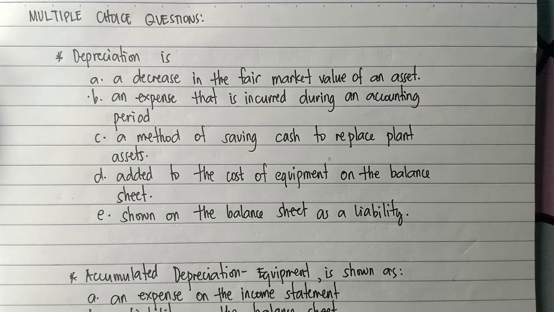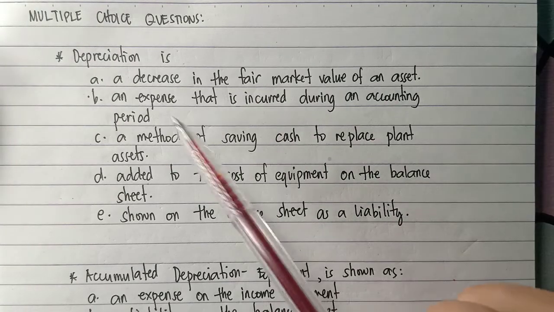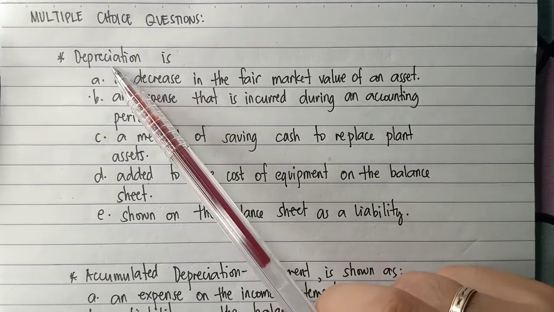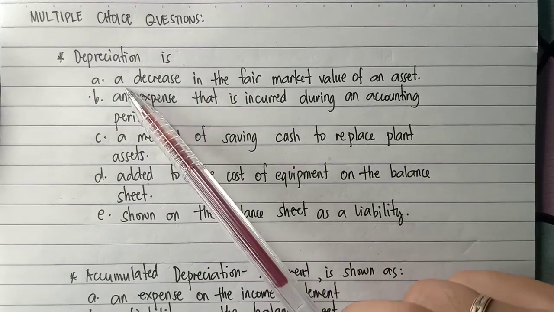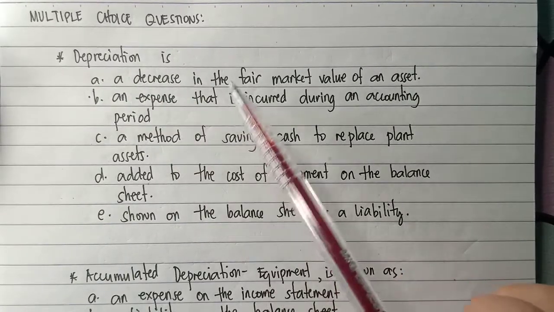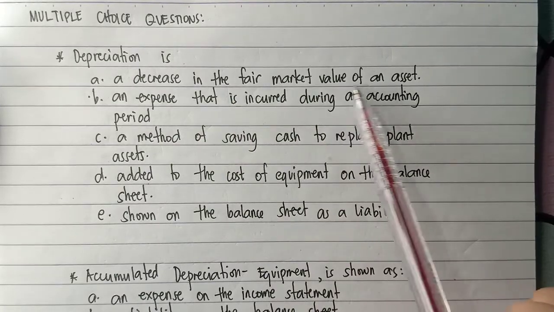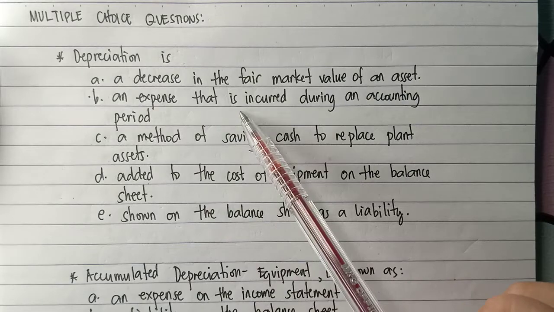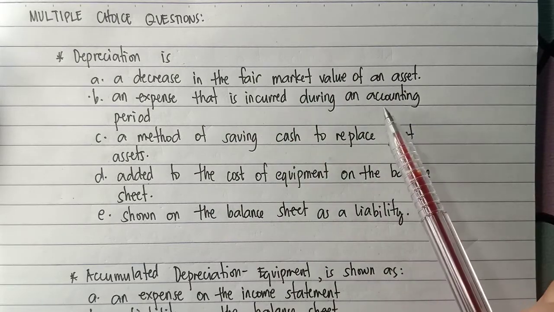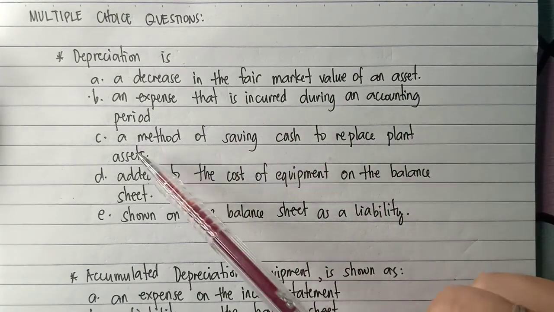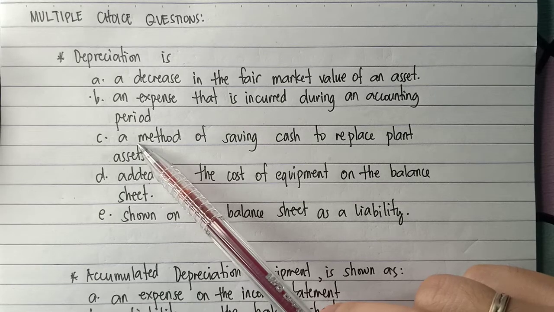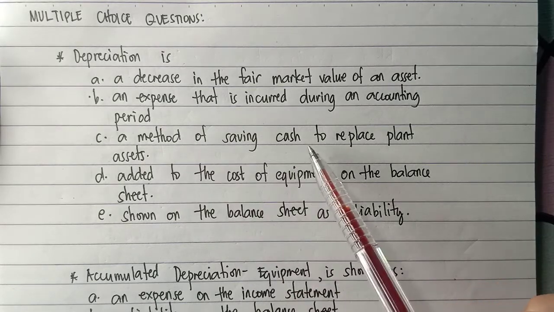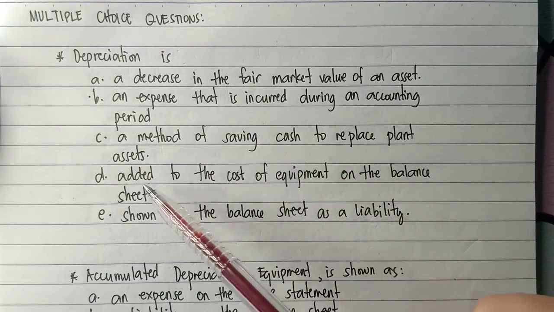Multiple choice questions for basic accounting. The question is, depreciation is letter A, a decrease in the fair market value of an asset. Letter B, an expense that is incurred during an accounting period. Letter C, a method of saving cash to replace plant assets.